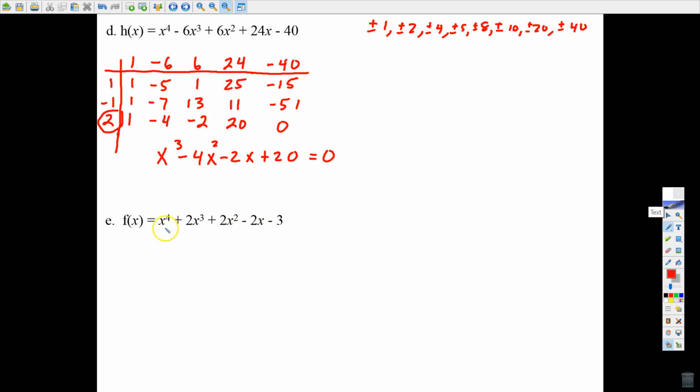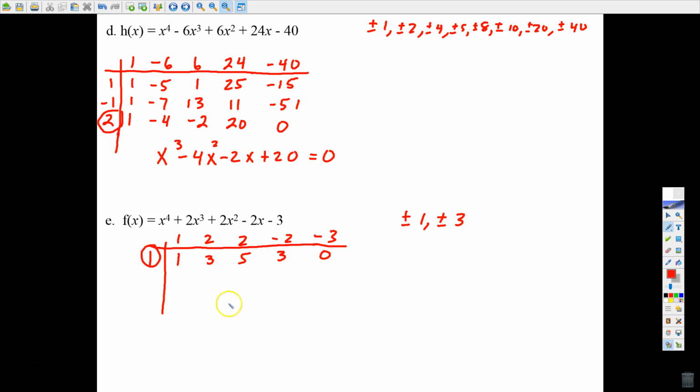Okay, I don't see the pattern, so I'm going to write out the factors of negative 3. That's pretty easy, so I don't have a lot of numbers to test. And I'll start with 1 and then list the coefficients and the constant. And let's see, 1 times 1 plus 2 is 3. 3 plus 2 is 5. 5 plus negative 2 is 3. 3 times negative 3 is 0. It's always nice when we find a 0 right off the bat. And what remains is x cubed plus 3x squared plus 5x plus 3 equals 0.